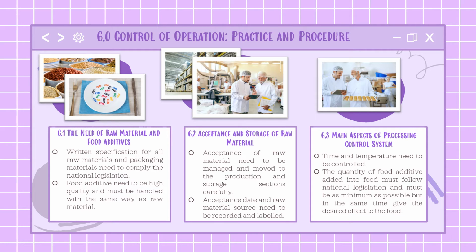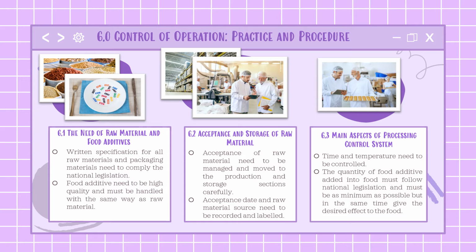Acceptance and storage of raw material. Acceptance of raw material needs to be managed and moved to the production and storage sections carefully to prevent damage and contamination of raw material. Acceptance date and raw material source need to be recorded and labeled. In and out of stock need to use a rotation system, first in, first out.